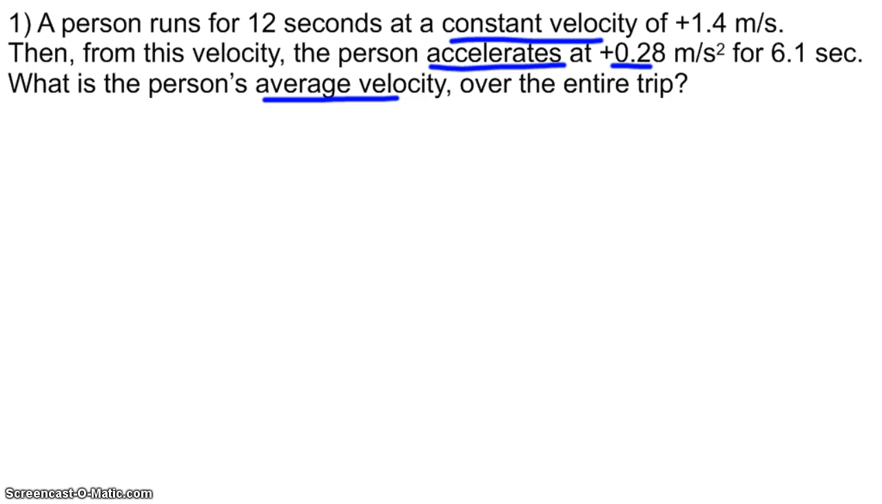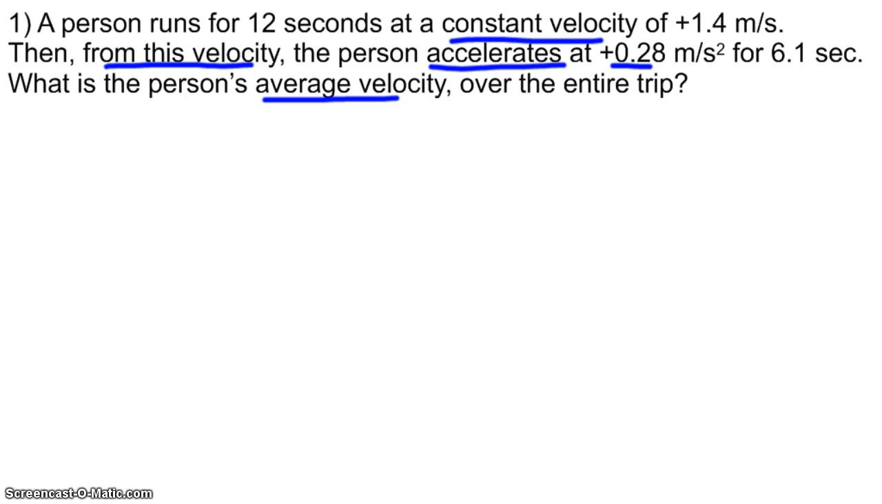But first, let's read the problem. The person runs for 12 seconds at a constant velocity of 1.4 meters per second. Then from this velocity, from suggests the velocity will change. From this velocity the person accelerates. And she accelerates at positive 0.28 meters per second squared for 6.1 seconds. What's the person's average velocity over the entire trip?